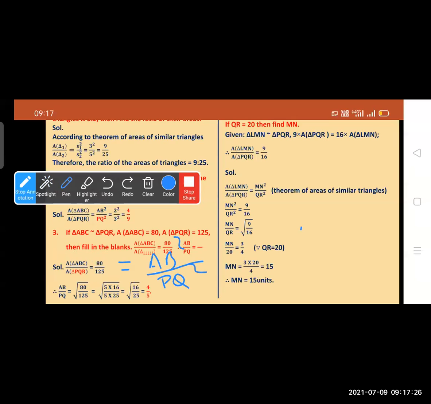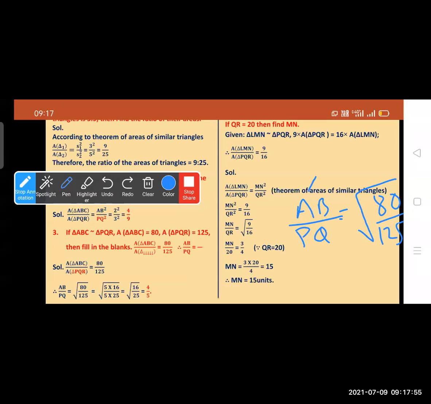So AB square by PQ square is equal to 80 by 125. But here we want AB by PQ, so we take the square root of this. We take the square root to get AB by PQ. So here we write the square root of 80 by 125.